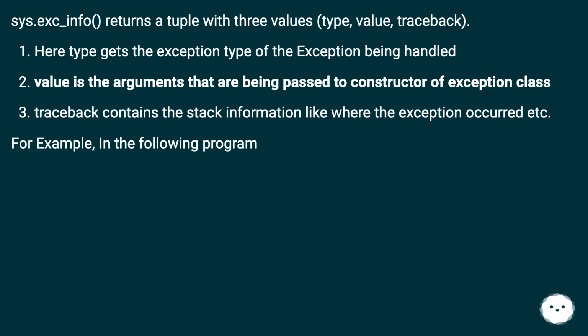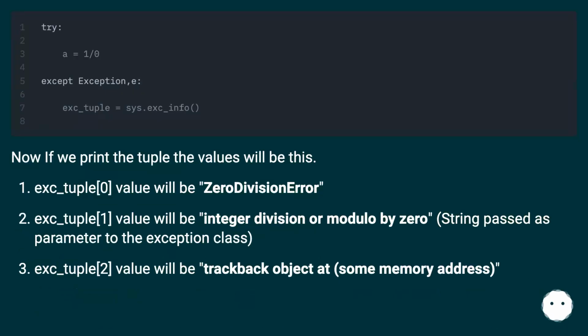For example, in the following program, now if we print the tuple, the values will be this. except_tuple[0] value will be ZeroDivisionError. except_tuple[1] value will be 'integer division or modulo by zero', the string passed as parameter to the exception class. except_tuple[2] value will be a traceback object at some memory address.